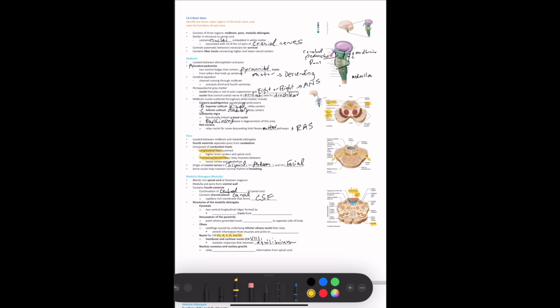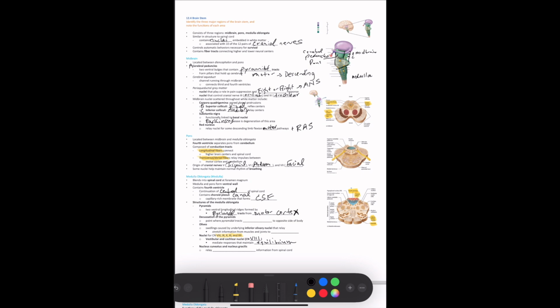And then you also have the olives. They are swellings caused by underlying inferior olivary nuclei. So these pyramids are two ventral longitudinal ridges that are formed by the pyramidal tracts. Where are these pyramidal tracts coming from? The primary motor cortex. We will discuss all about the ascending and descending tracts later on.